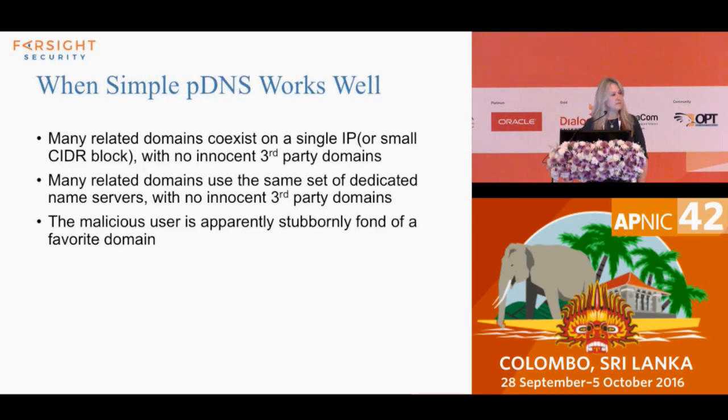So passive DNS by itself works really, really well when you have many related domains that coexist on a single IP or CIDR block, and you don't have a lot of innocent third-party victims. In most of the environments that we've seen, if you have a domain that's known to be part of malware, and you find out the authoritative server for that domain, and then see what other domains that authoritative server hosts, more often than not, all of those domains are part of different malware campaigns. So that's the situation that we're in today.